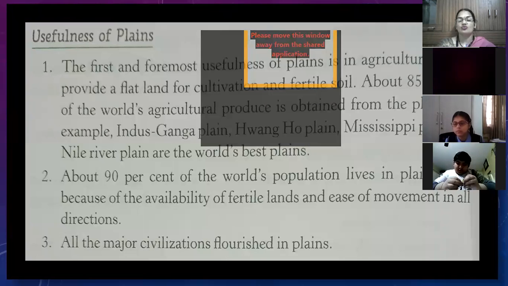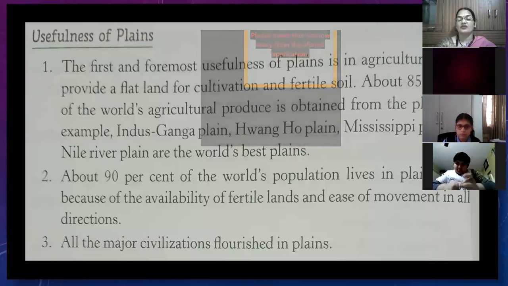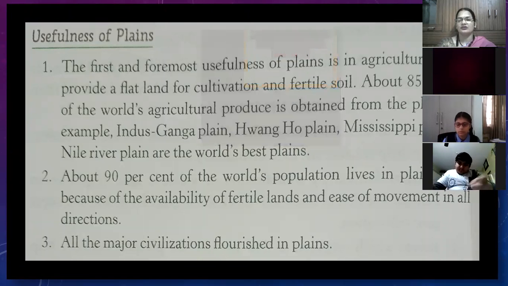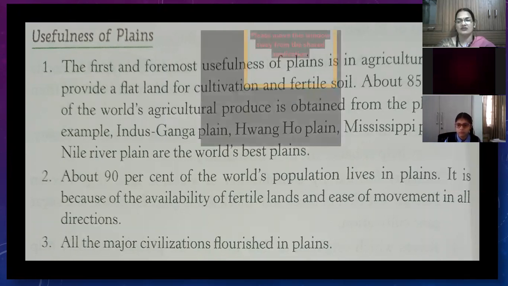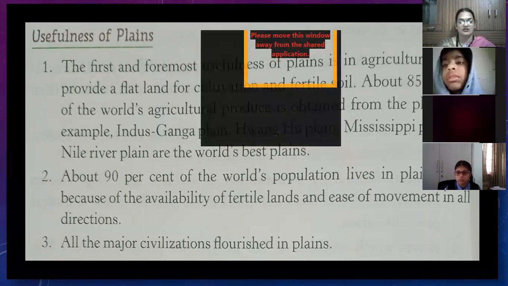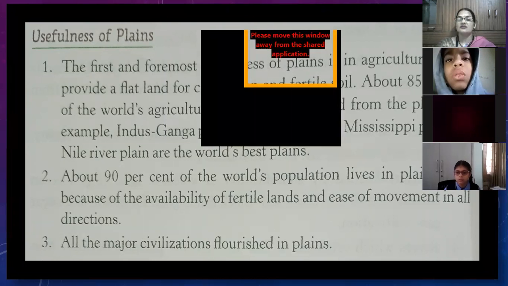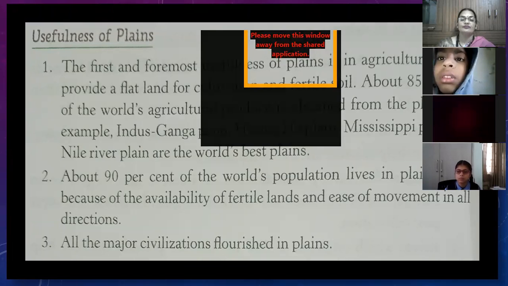Dear students, all the major civilizations, as we have studied in the fourth chapter, the earliest cities, Mohenjo-daro, Kalibangan, all these Indus Valley civilizations started on these river banks only. So the plains are very useful, and industrial development also takes place in the plains only.